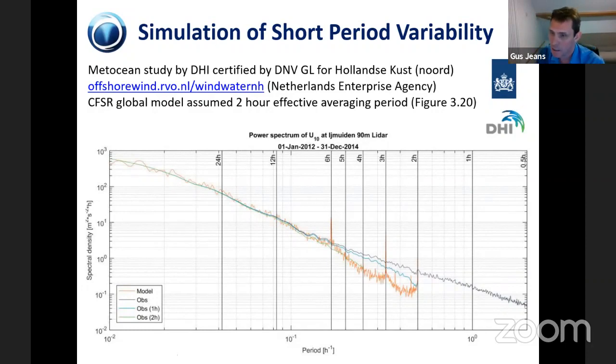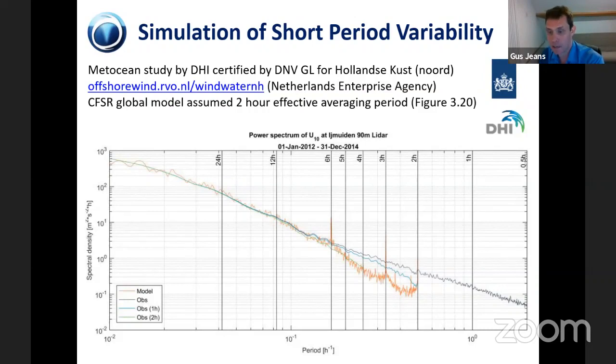and this is from the CFSR global model, another global model that I mentioned earlier, which some people prefer to use instead of the ERA5 for this sort of application. And it seems to represent the measured data if you take a 2 hour mean of the measured data, the spectra seem to overlay. So this is used in this Metocean report to make the assumption that the extreme values of wind derived from this CFSR model are representative of a 2 hour averaging period. So that's an important step in the Metocean analysis.